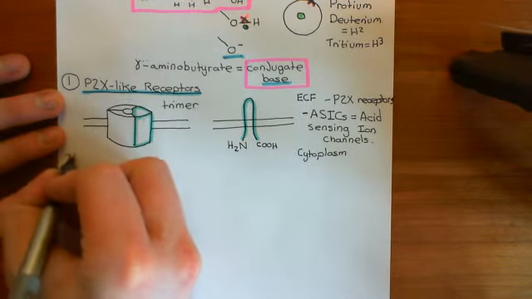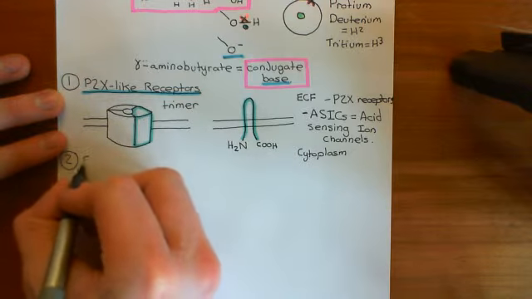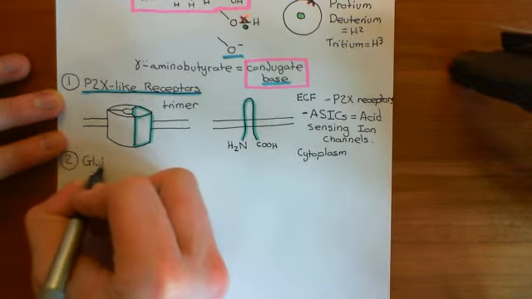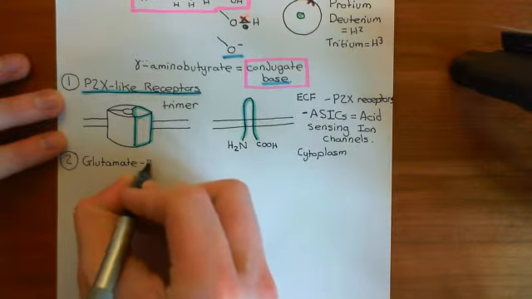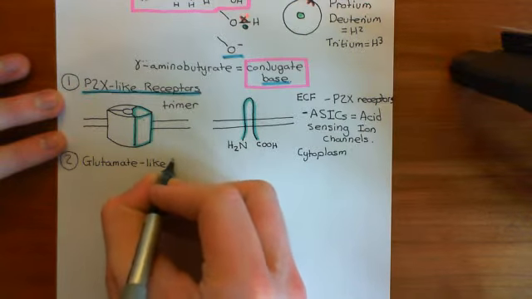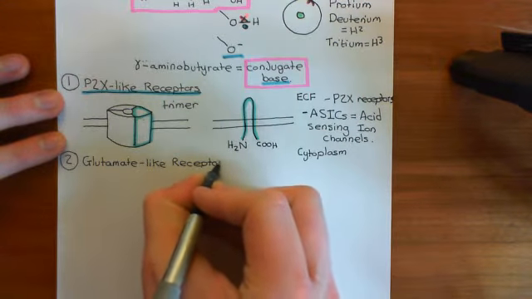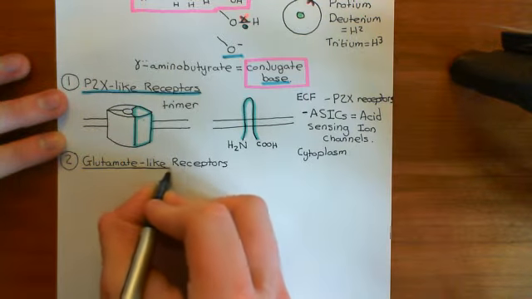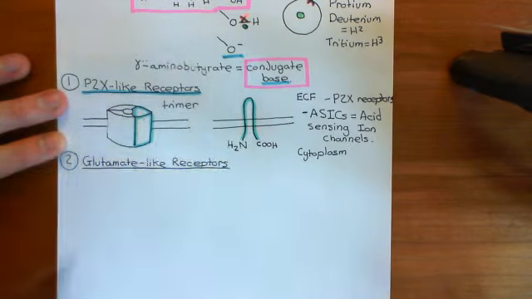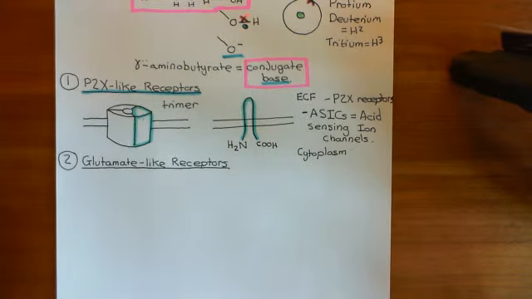Let's go to the second superfamily of ligand-gated ion channels. The second superfamily are the glutamate-like receptors. These are the ligand-gated ion channels for glutamate, so all of the ionotropic glutamate receptors are within this family. Glutamate is one of the most important excitatory neurotransmitters within the brain. In fact, it is the most important excitatory neurotransmitter within the brain.